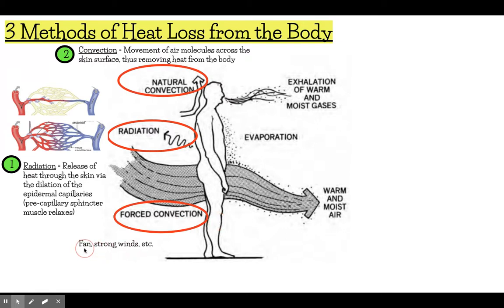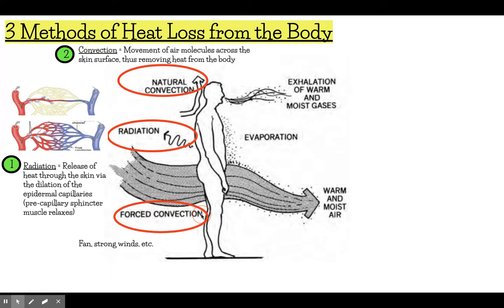So, if you sit in front of a fan when you are super hot, or it is a windy day, those air molecules are going to be hitting your skin with even more force. Thus, they're even more efficient at transferring heat to the outside environment. So, again, convection has two types, natural or forced.